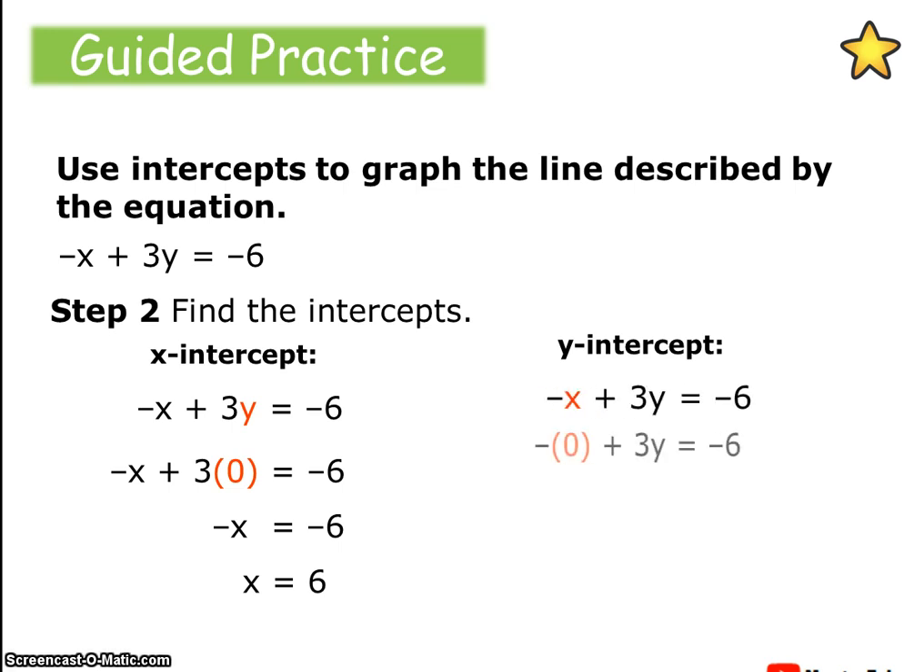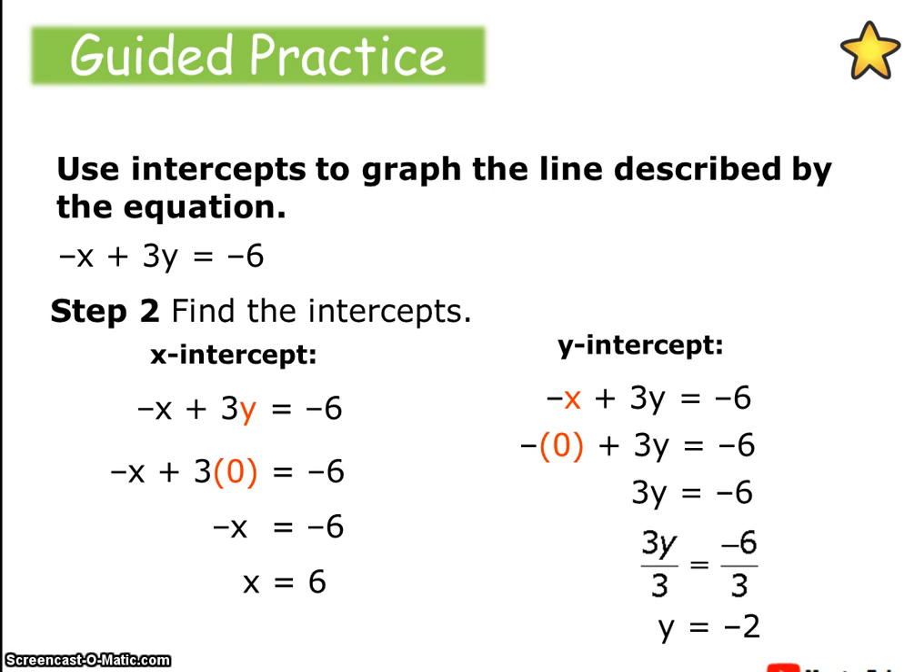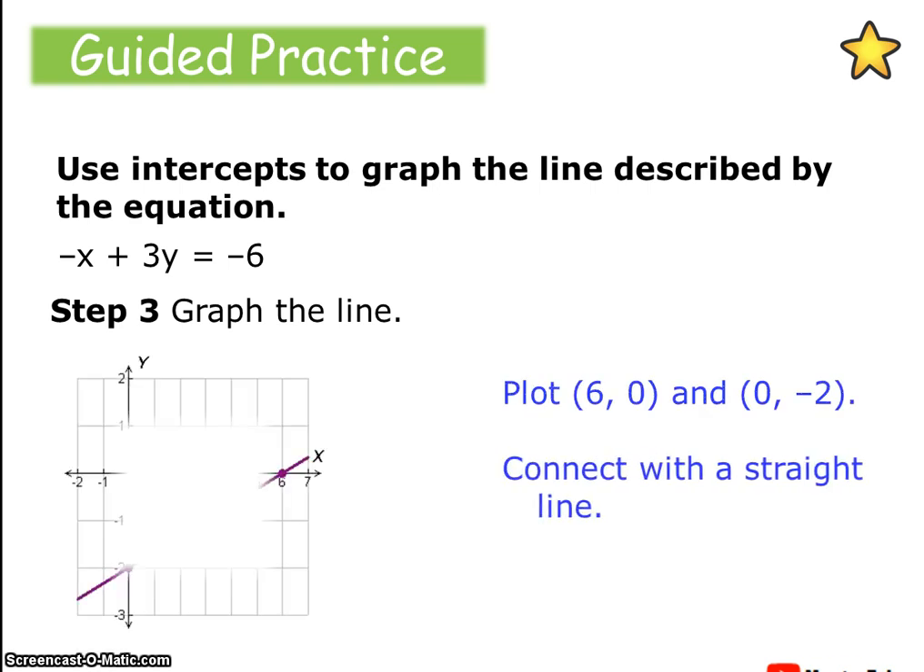Likewise, we're going to plug in a 0 for x. This one's a little more straightforward. 3y equals negative 6, thus y equals negative 2. Take those two intercepts, and let's graph the line. Connect your dots. How'd you do?